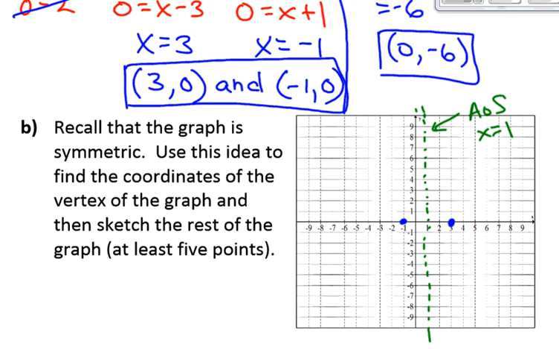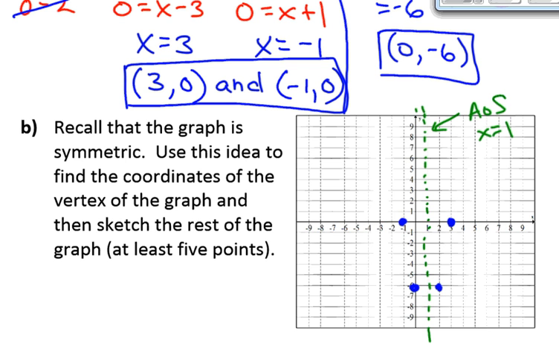Now, please don't mistake the y-intercept with the vertex. Sometimes it is the vertex, but a lot of times it's not. And notice here that this y-intercept is not on the axis of symmetry. So that means that that is not the vertex. Now, I can find another point using the axis of symmetry. The y-intercept is 1 point away from the axis of symmetry. So if we go another step away, then we have another point on our graph. So we now actually have 4 points on our graph.